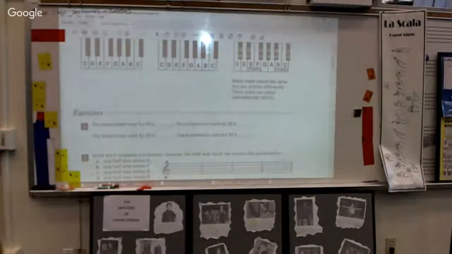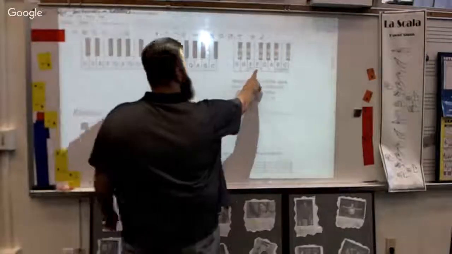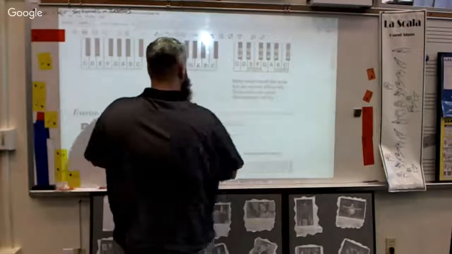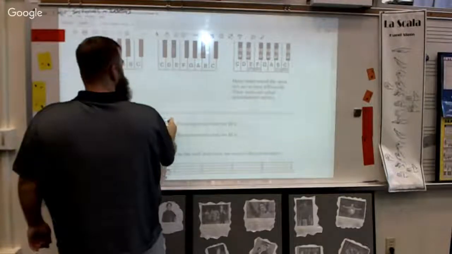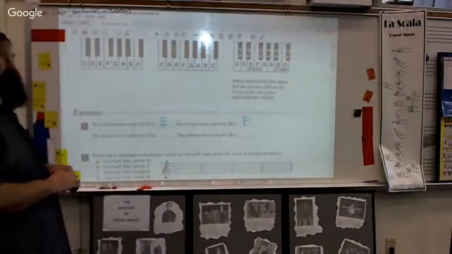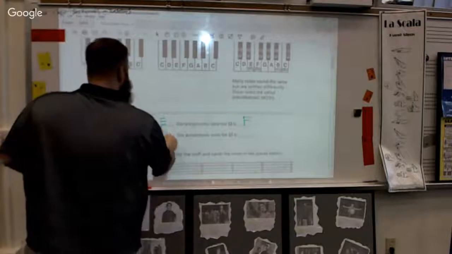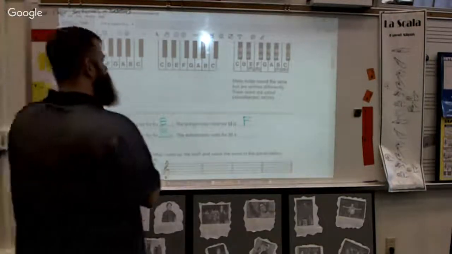Jocelyn, what is the enharmonic name for E sharp? It's F. So we found E sharp here, and F is the same note. They sound the same. So we got E and F. Bennett, the enharmonic note for C flat is B. And Sierra, the enharmonic note for B sharp is C.